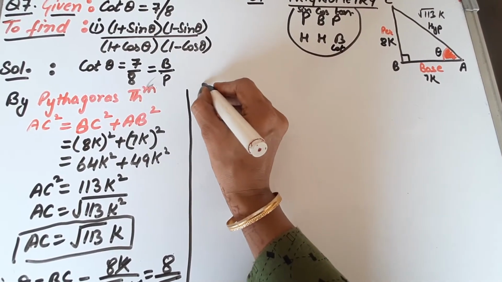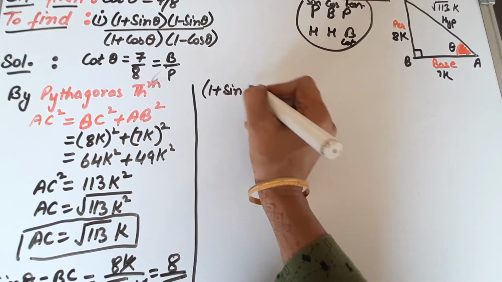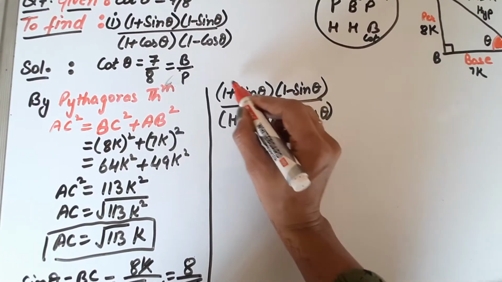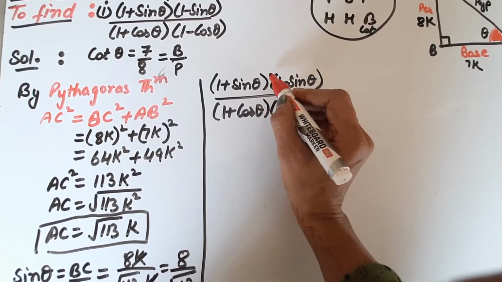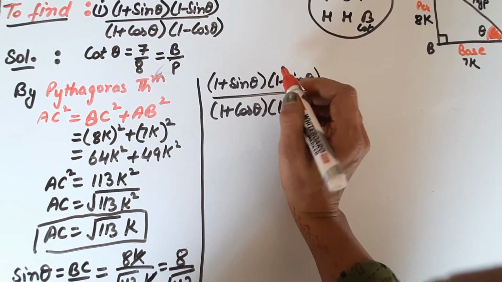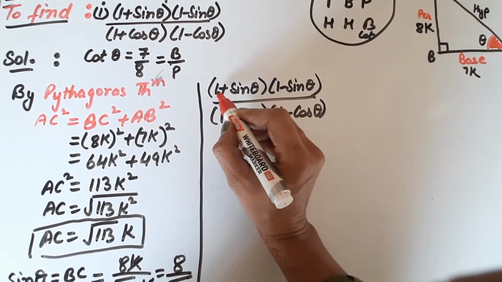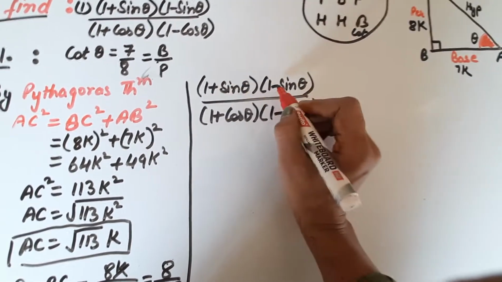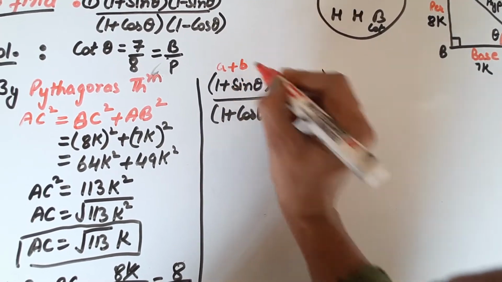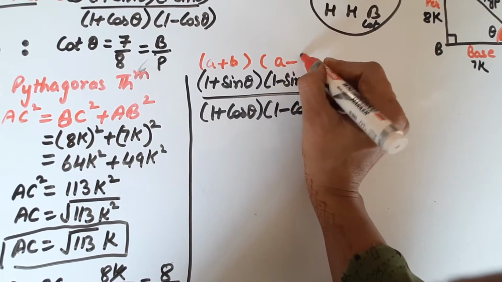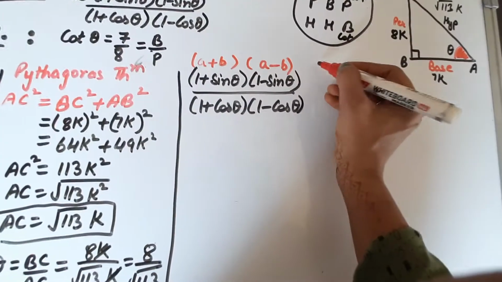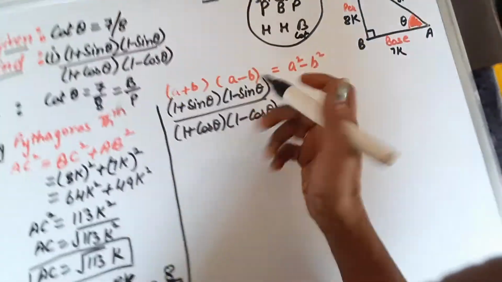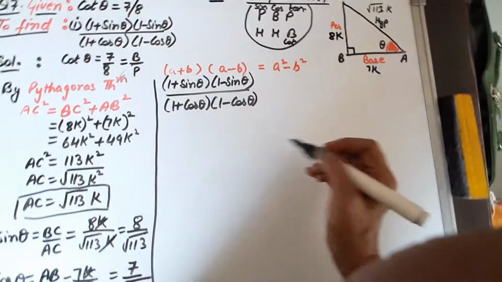We need to find out this: 1 plus sine theta. This is what we have to find out. Dear students, in this, the two brackets are given to us, and between them no sign is there. That means multiplication. As we can see in the brackets, the first term is 1, and the second is sine, with plus and minus. So we can use the algebraic identity (a plus b) into (a minus b). By using this identity, we'll get a square minus b square. So we will use this identity in the numerator as well as in the denominator.